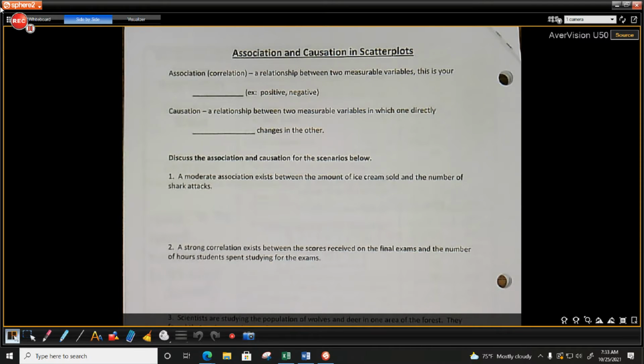Okay, so today we are doing correlation and causation. We talked a little bit about correlation last class when we did our scatter plots. We said we have positive correlation, negative correlation, or no correlation. But that's when we looked at graphs. Today we're going to read some verbal situations.